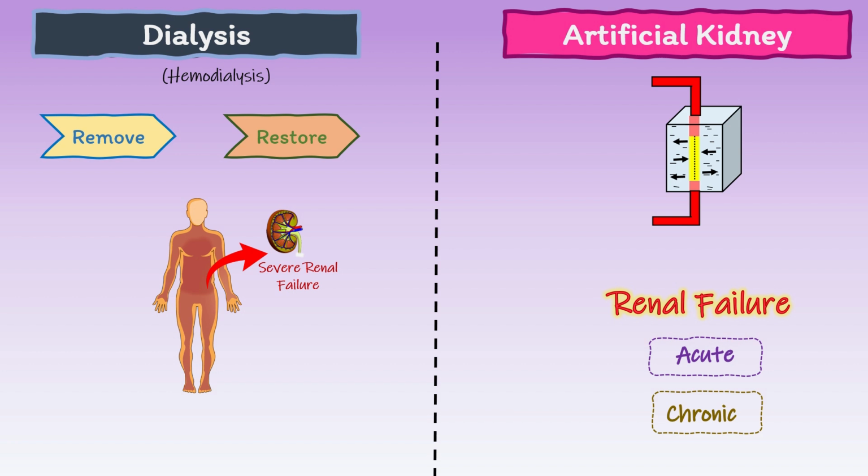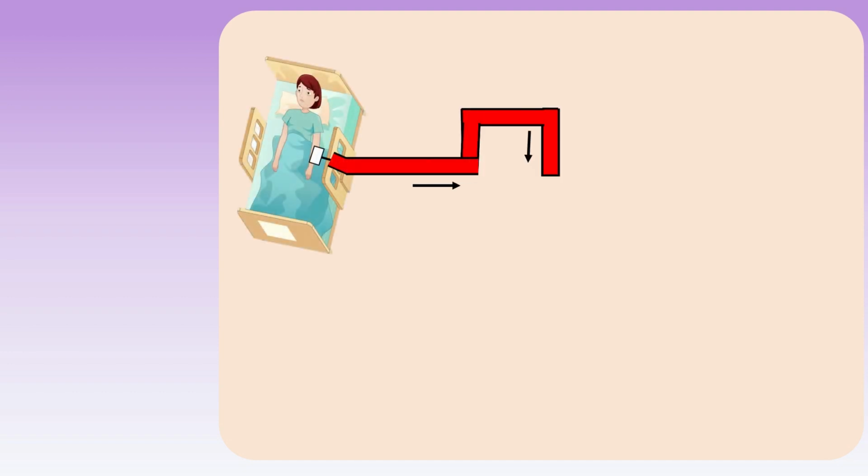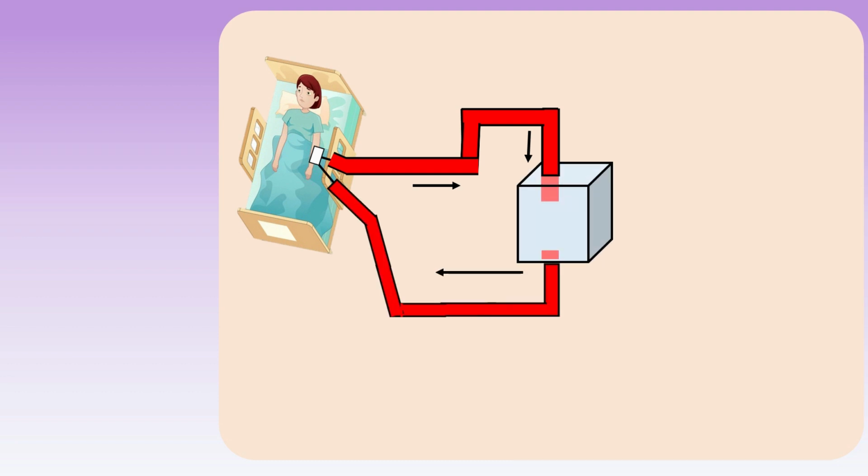The term dialysis refers to diffusion of solutes from an area of higher concentration to the area of lower concentration through a semi-permeable membrane. This forms the principle of artificial kidney. Patient's arterial blood is passed continuously or intermittently through the artificial kidney, and then back to the body through the vein. Heparin is used as an anticoagulant while passing the blood through the machine.